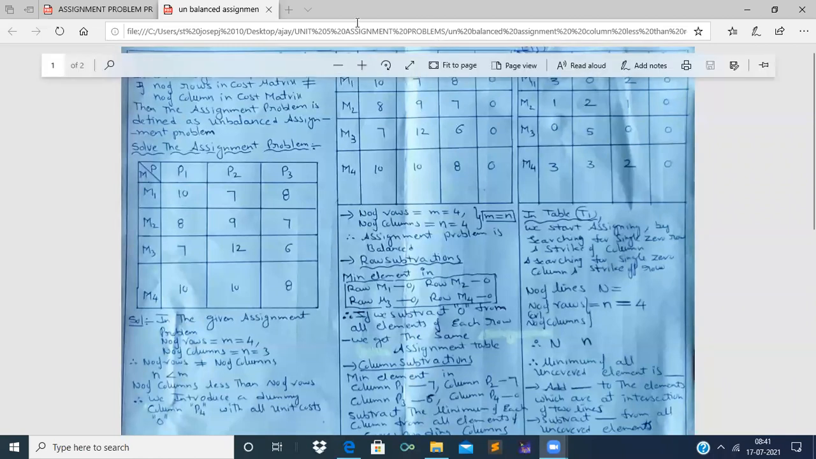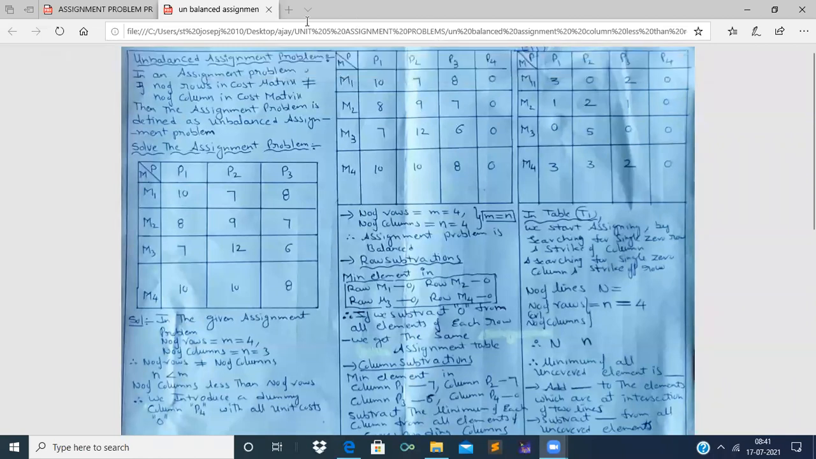Now we have to perform the column subtractions, right? And if we observe clearly, in each and every column we have to find the minimum element. So we are performing column subtractions. Let us see the minimum element in the first column, that is, the P1 column. In the P1 column, the minimum element is 7.